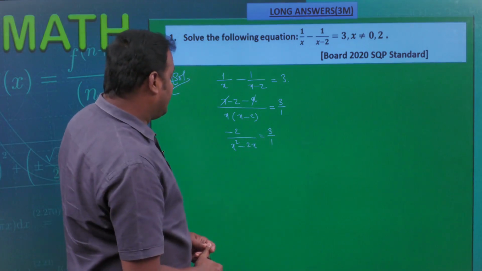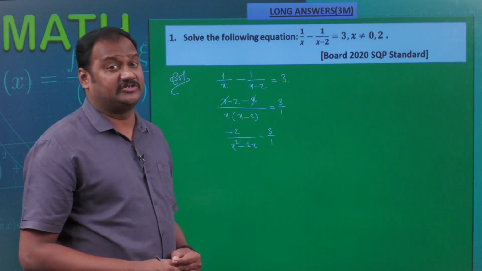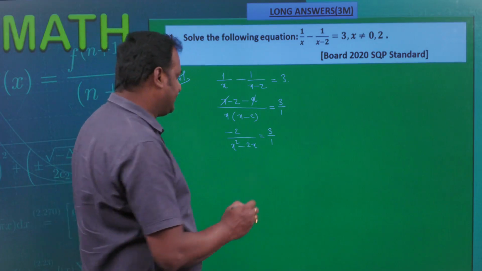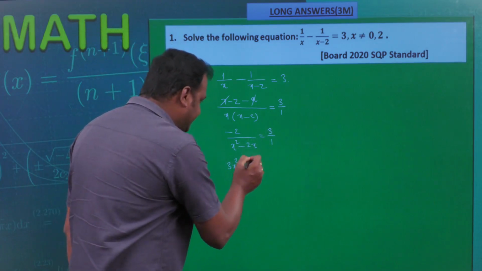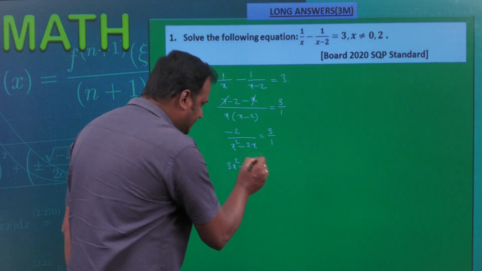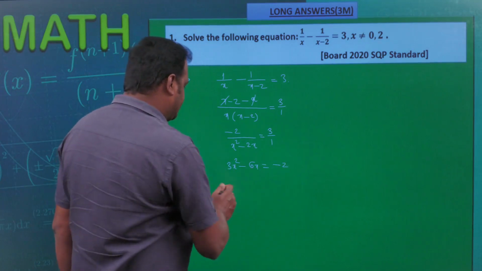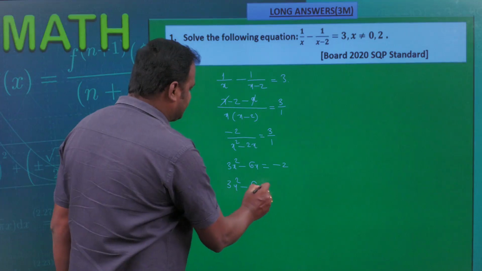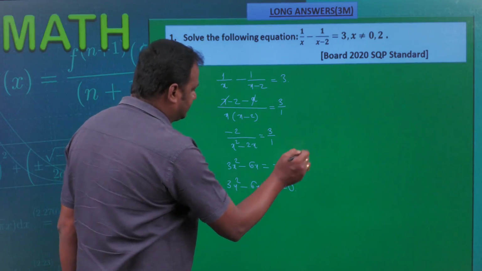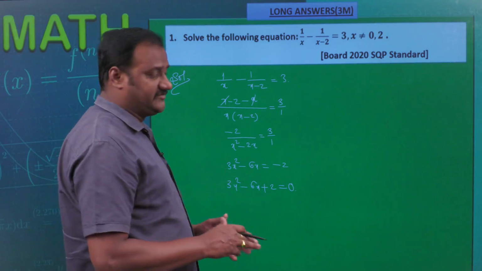If you observe, x square minus 2x is there in the denominator, so you will have to cross multiply. So 3 into x square equals 3x square, minus 3 into 2x is 6x, minus 2 into 1 equals minus 2. When you transpose minus 2 to this side, it would be 3x square minus 6x plus 2 is equal to 0. This is the final quadratic equation, and it is in simplest form.